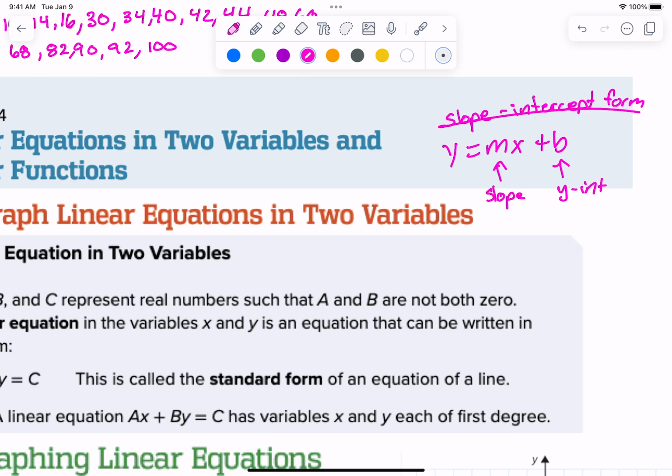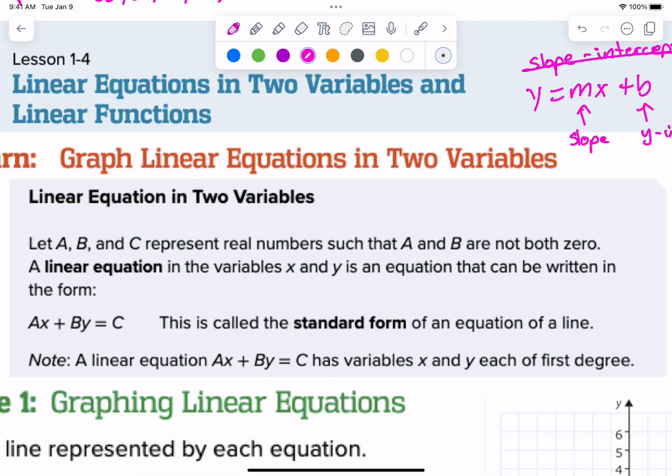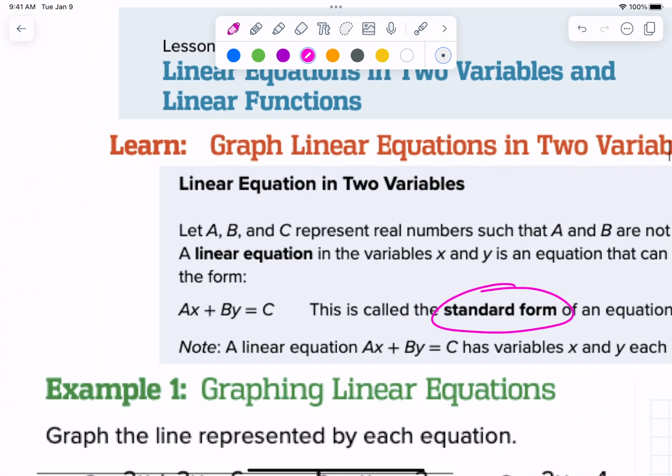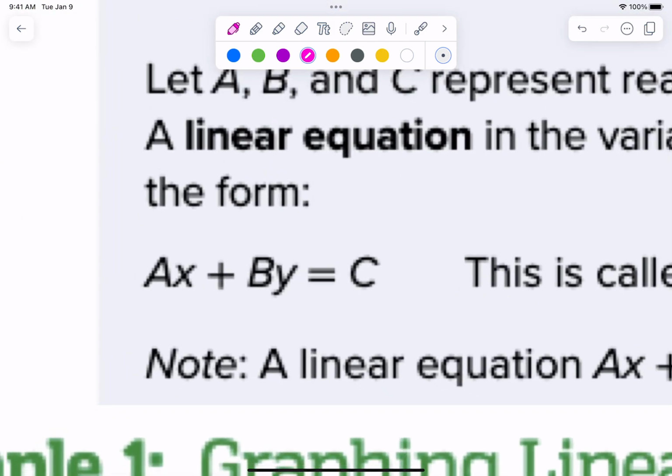Now, we also have something called standard form. Standard form looks like this. This is usually the way that you see it to begin with. It is ax plus by equals c. So like 2x minus 4y equals 9 is an example of that. Sometimes you'll see it in that form.